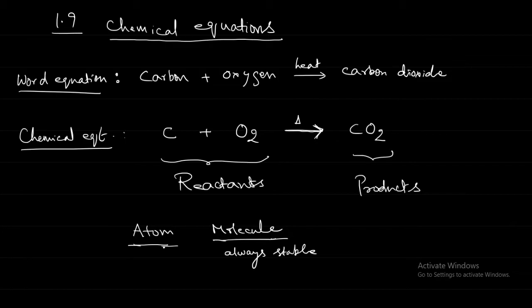Okay, an atom may be stable or may be unstable depending on the element. But when we are writing it in the molecule form, that means it is a stable form. So here oxygen we are writing as O2. So O2 is the stable. So when we are writing a chemical reaction, we will not write in the atomic state, we will write in the molecular state.